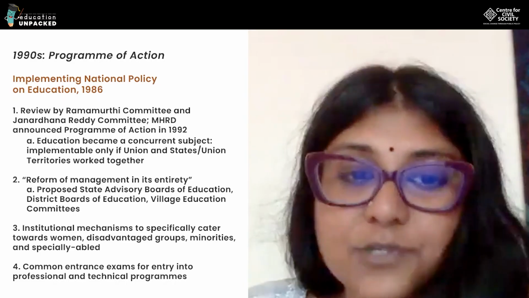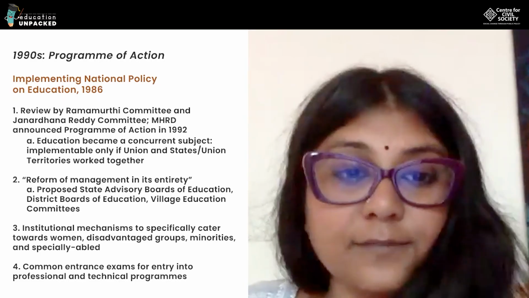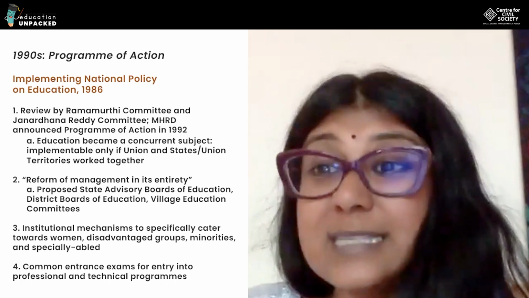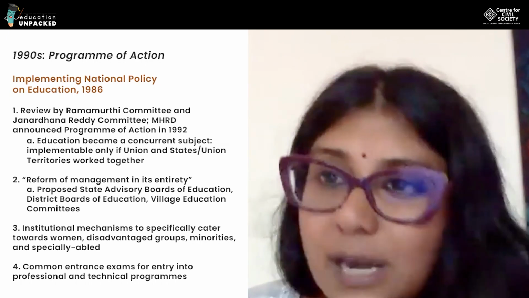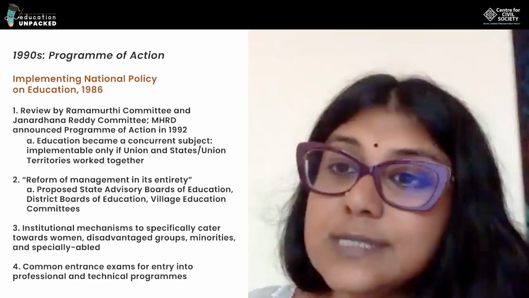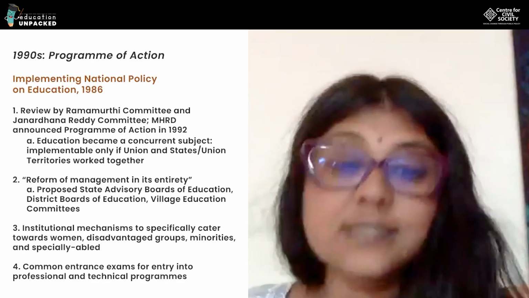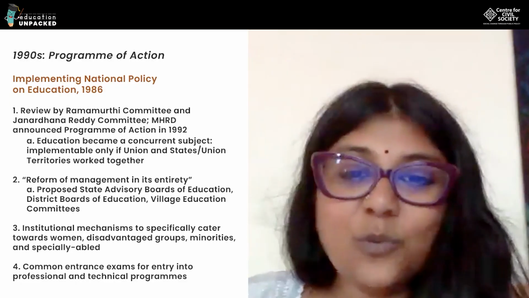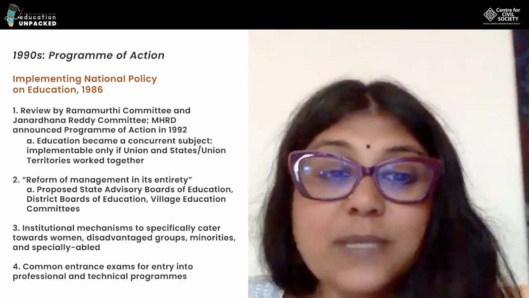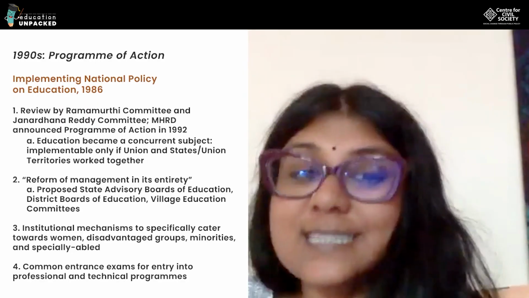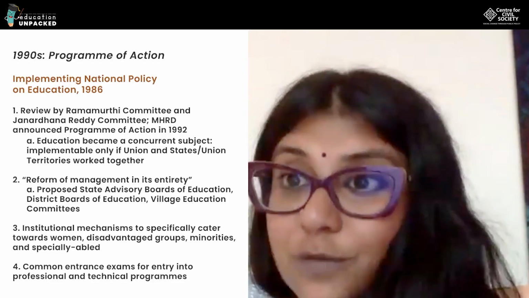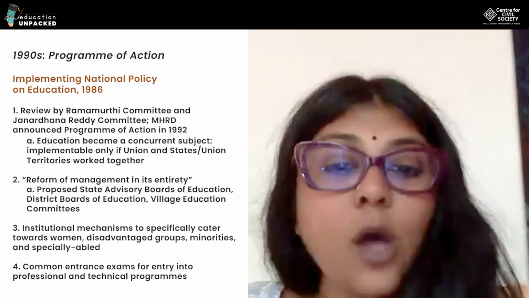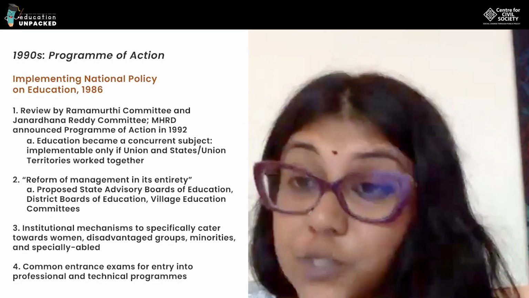So, for example, in the case of the 86 policy, the Ramamurthy Committee and the Reddy Committee first conducted a review, right, of where we are in implementation, where we are in status: how many children are in school, what are the big challenges that these children are typically facing, what are the challenges that the center and states are facing in order to execute this, and based on that, how do we make a transition, right? At this time is also when education became a concurrent subject. It was implementable only if union and states worked together to get this national vision realized, right? One big thrust of the National Action Plan was to think about how you reform management of education in its entirety.